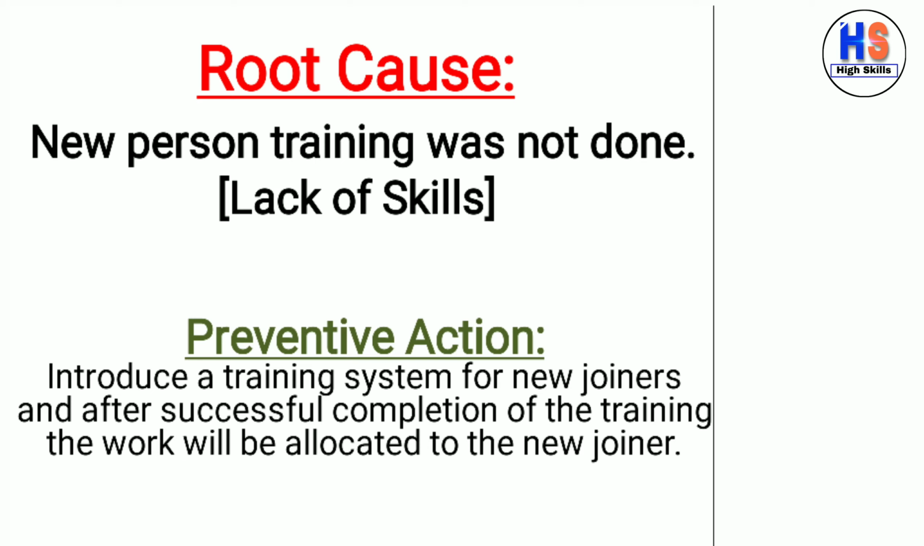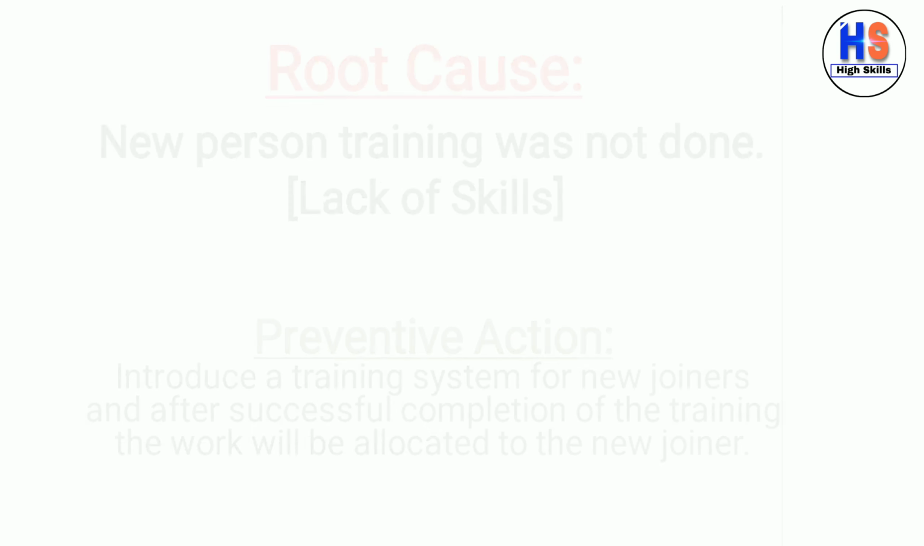And the preventive action we should do against the root cause: introduce a training system for new joiners, and after successful completion of the training, the work will be allocated to the new joiner. So in this way we can do the 5Y analysis.